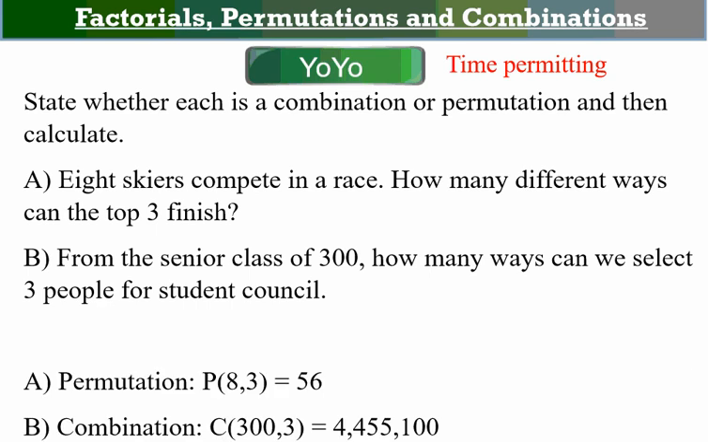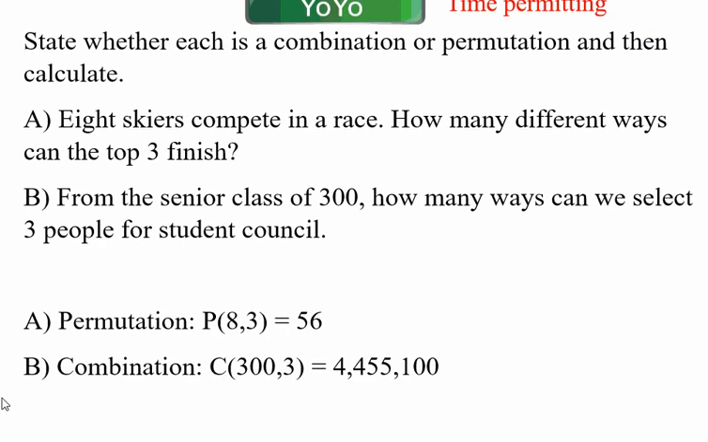Situation number 1 is a permutation. If there are 8 skiers competing in a race, how many different ways can the top 3 finish? So order matters. There's definitely a difference between first and third. That would be a permutation. So we would say there's 8 permute 3, 336.